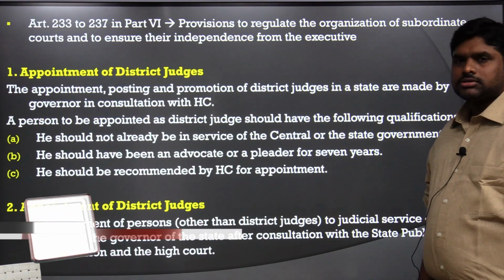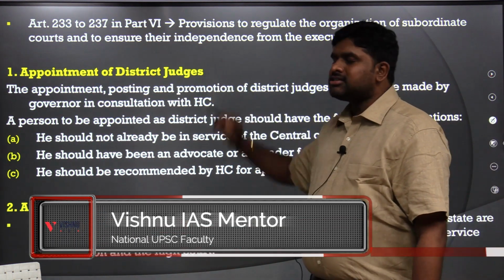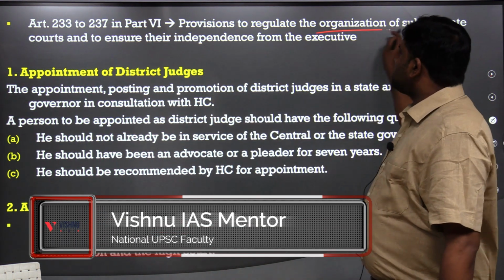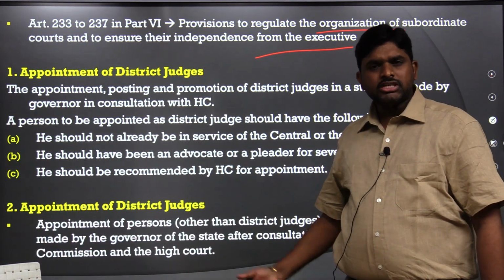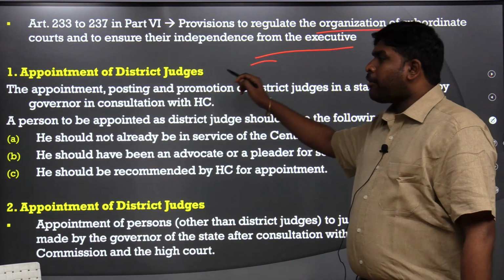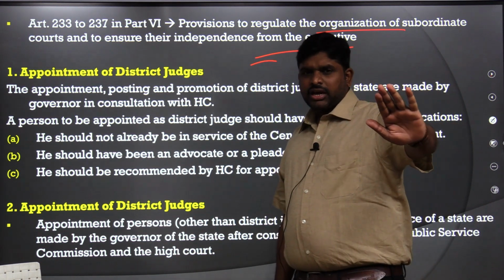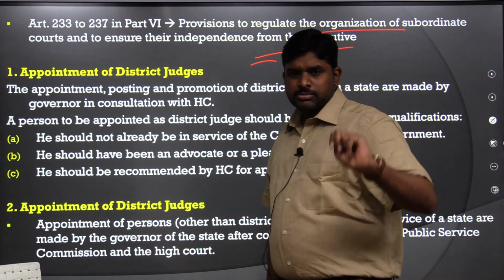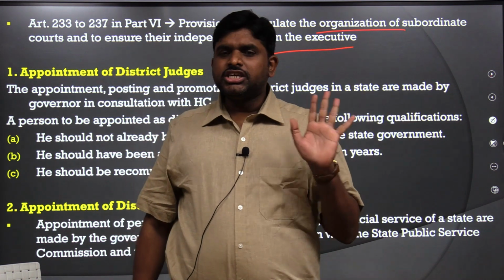Subordinate courts. Articles 233 to 237 of Part 6 talk about subordinate courts: provisions and independence of the subordinate courts. Appointment of judges: first, for the judges exam, the first judge will be a junior judge. Two exams will be conducted. First is the junior judges exam.